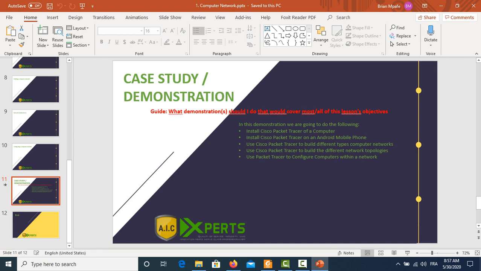Two, I'm going to use Packet Tracer to build different types of computer networks. I'm going to use Cisco Packet Tracer to build different types of network topologies. I'm going to use Packet Tracer to configure computers within a network. By the time I do all that, most of the objectives they would be able to see and have a better understanding of what's going on.